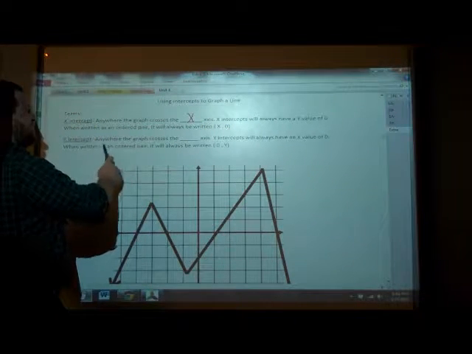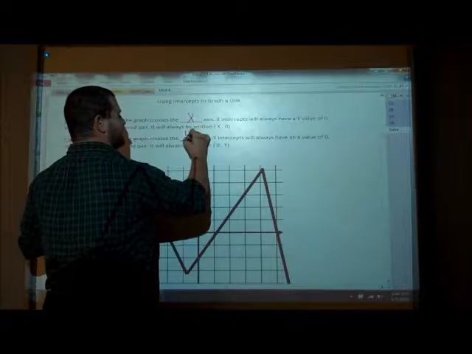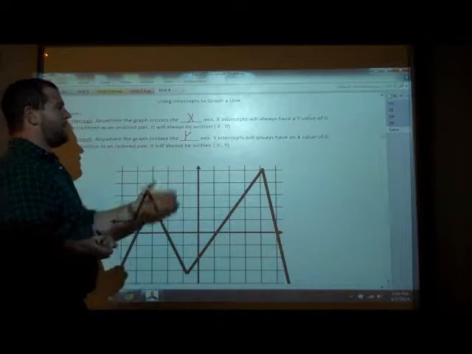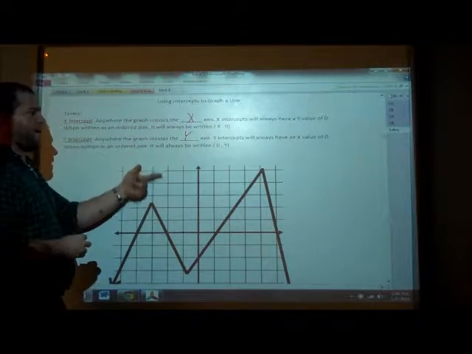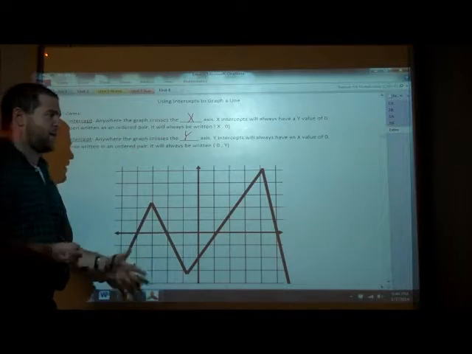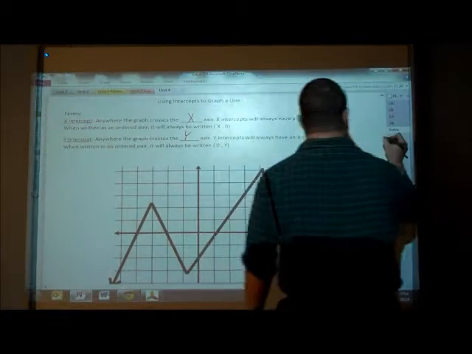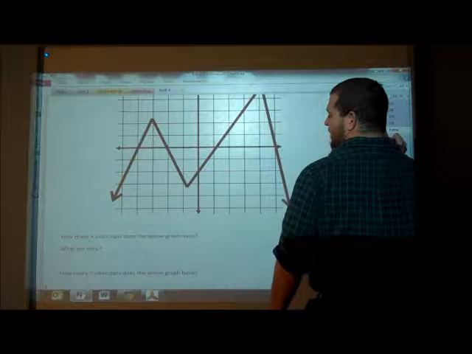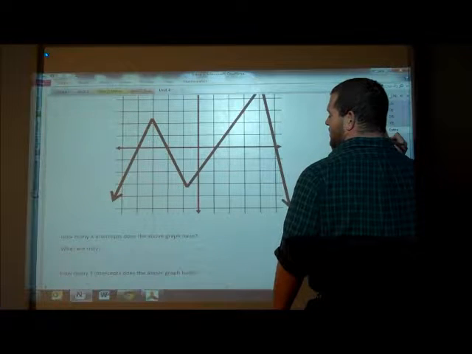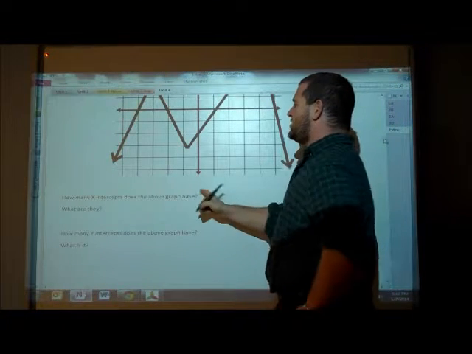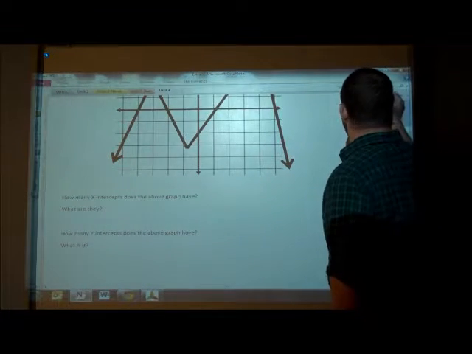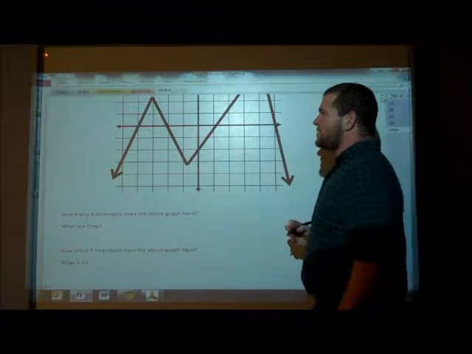The y-intercept is anywhere that the graph crosses the y-axis. In the same way, it'll have x values of 0 and an ordered pair of 0, comma, whatever the y-intercept is. So as I start looking at graphs, we're going to see a couple of different things that we have to think about. The first question is, how many intercepts does the above graph have? So how many times does it cross the x-axis?